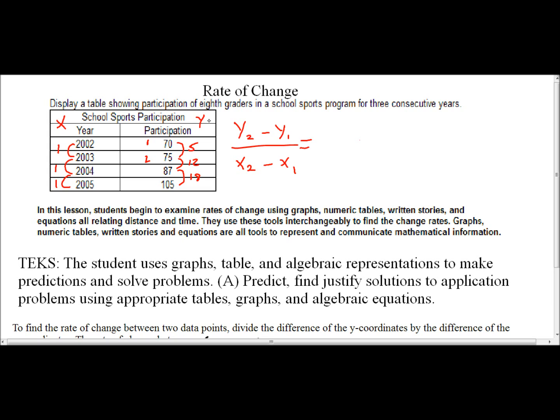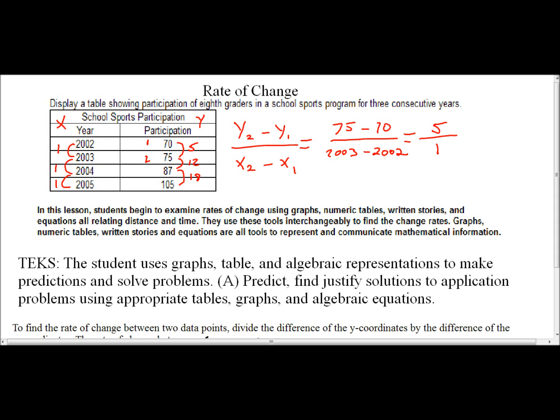So we will take 75 minus 70, and that's going to be divided by 2003 minus 2002, and that can be simplified to 70 from 75 leaves 5, and 2003 minus 2002 leaves 1. So between 2002 and 2003, there was an increase of 5 students.